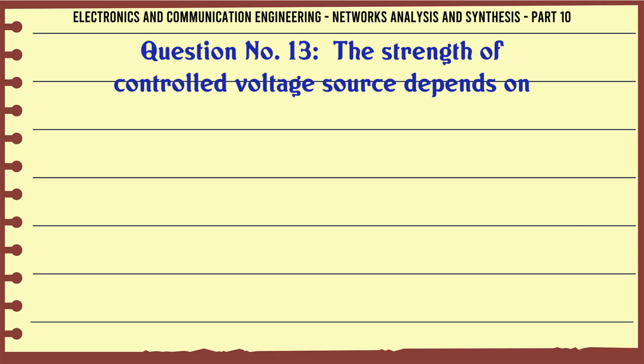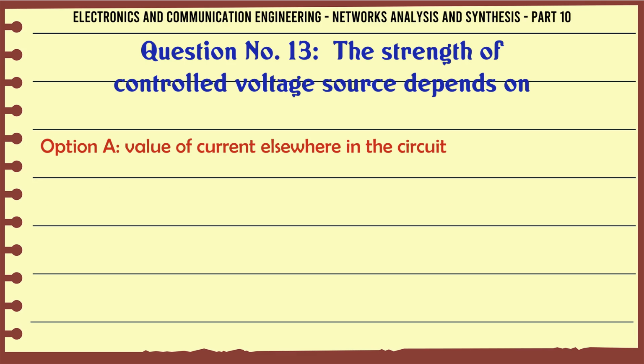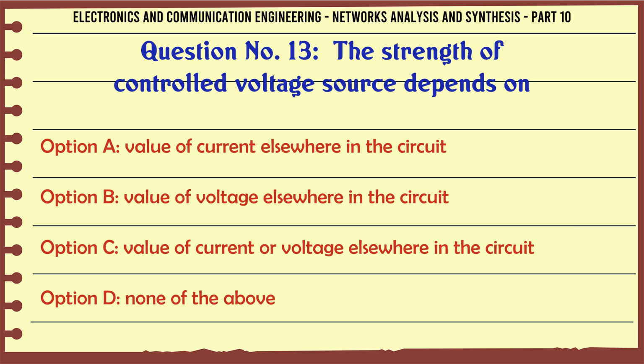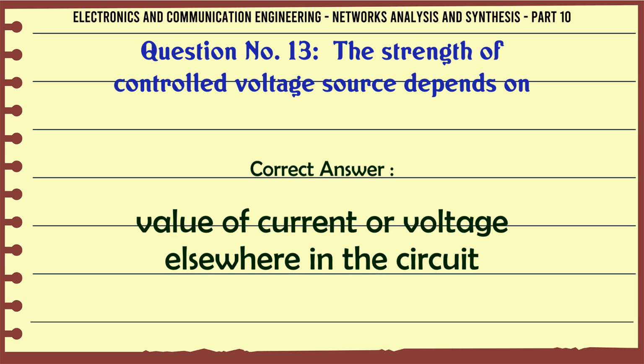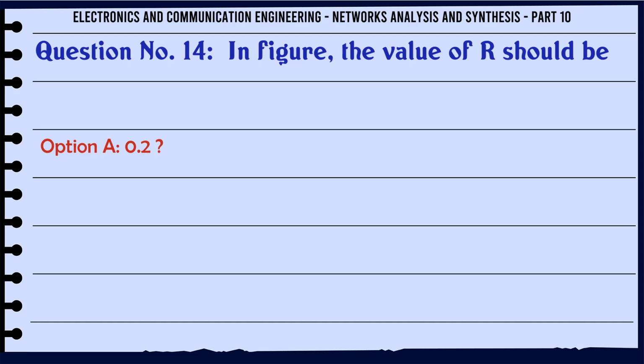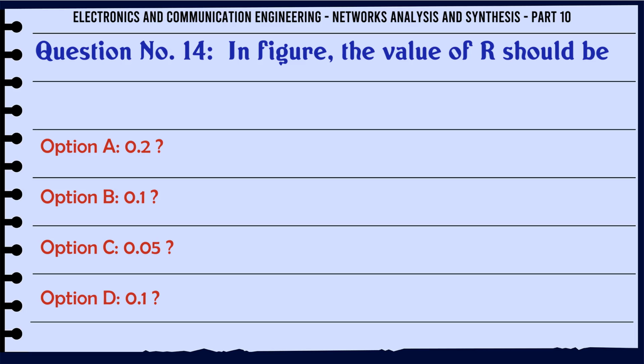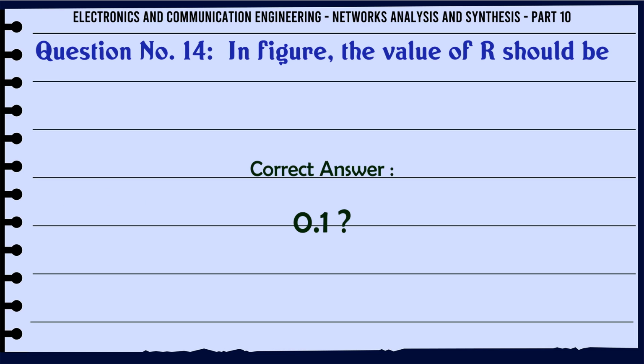The strength of a controlled voltage source depends on A value of current elsewhere in the circuit, B value of voltage elsewhere in the circuit, C value of current or voltage elsewhere in the circuit, D none of the above. The correct answer is value of current or voltage elsewhere in the circuit. In the figure, the value of R should be A 0.2, B 0.1, C 0.05, D 0.1. The correct answer is 0.1.